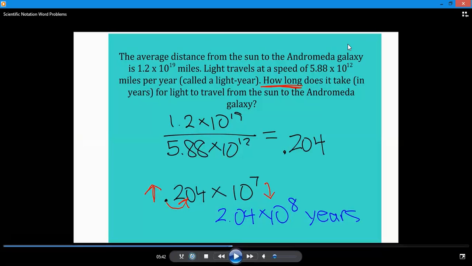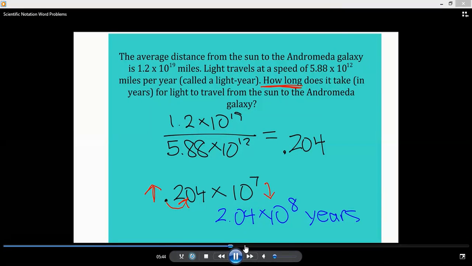Let's move. So as I said, which word helps you here to find the answer? The word how long. Okay, so the word how long, you have the total and you are looking for per year. So how long does it take in years for light to travel from the sun to the Andromeda galaxy? So this one, as I said, it should be 10 to the power of 6.